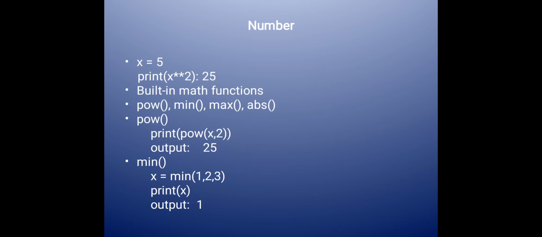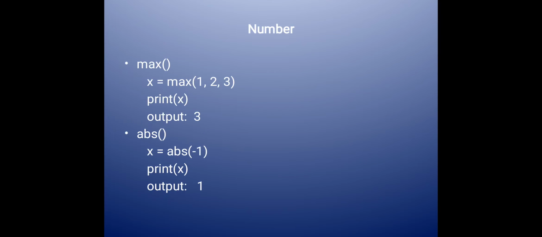The next is min. The min function is used to find the lowest number among the given numbers. So here x is equal to min of 1 comma 2 comma 3. Print x. The output will be 1, because 1 is the lowest number among these numbers.